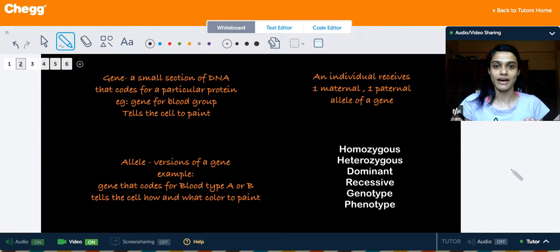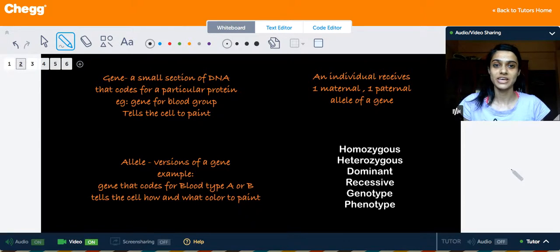As you know, we have pairs of chromosomes, 23 to be specific, and out of each pair we get one from our mom and one from our dad. So we have versions of the genes, and the different versions of the genes are called alleles. The genes are more general instructions to the cell, and the alleles are more specific. So if you have a gene for blood group, then the alleles for blood group will be A, B, and O that give you the different blood groups.